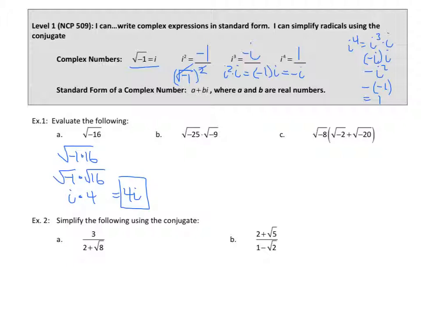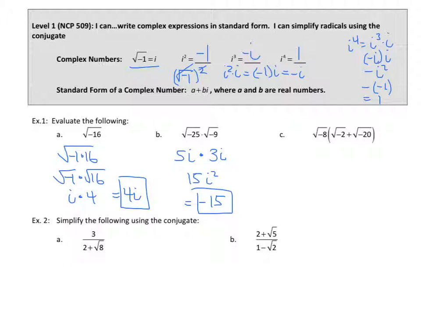Okay, looking at part B, the square root of -25 is 5i. The square root of -9 is 3i. If I multiply these together, I get 15i squared, and i squared is -1, so this is -15.